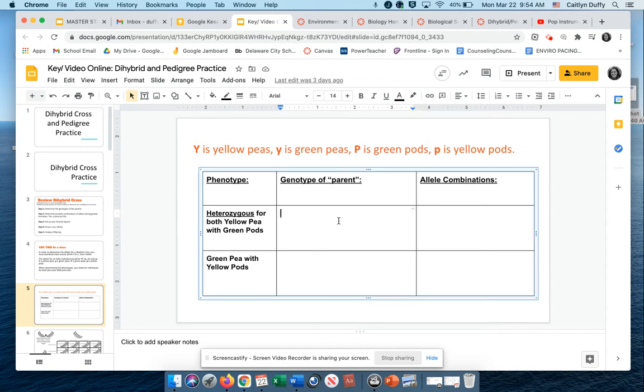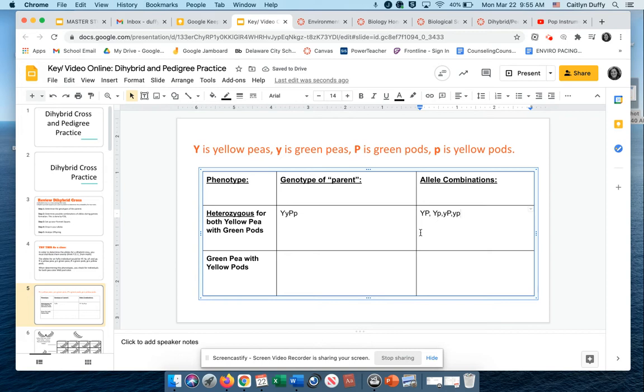So the genotype of a parent with yellow peas and green pods that is heterozygous would be big Y, big P, little p, okay? And the possible allele combinations, we could have big Y, big P, big Y, little p, little y, big P, or little y, little p. So let's write those down. Big Y, big P, we could have big Y, little p. We could have little y, big P, or we could have little y, little p, okay?